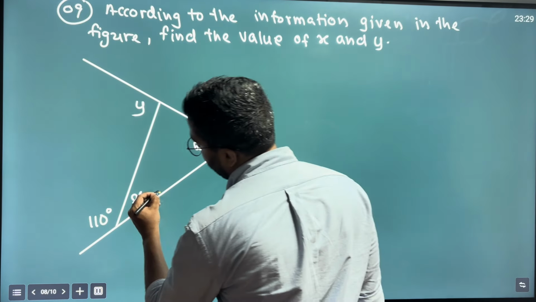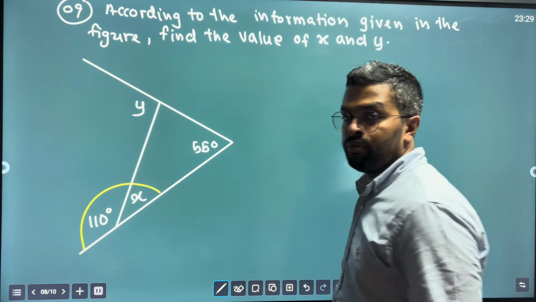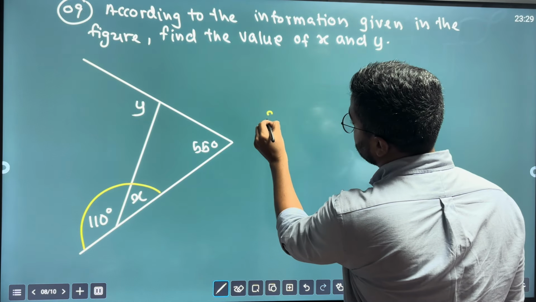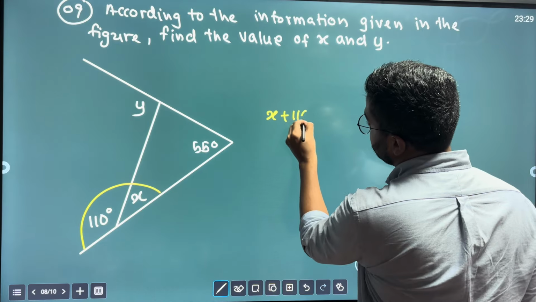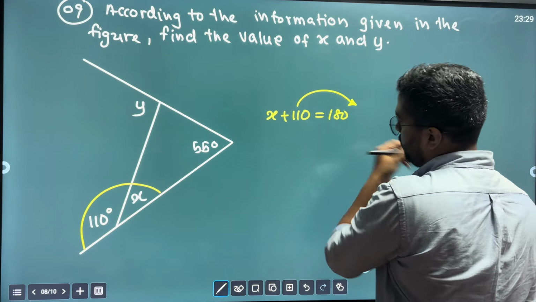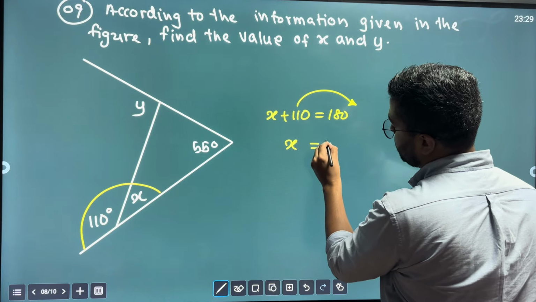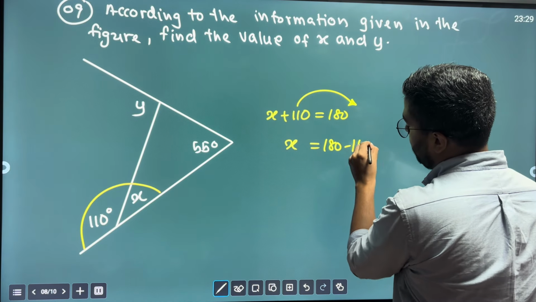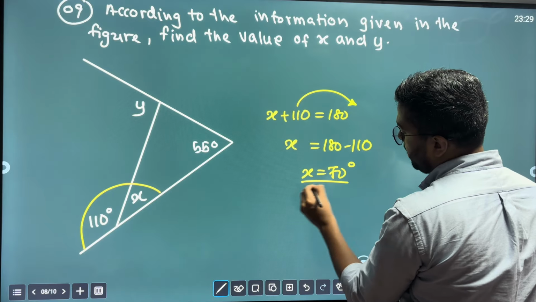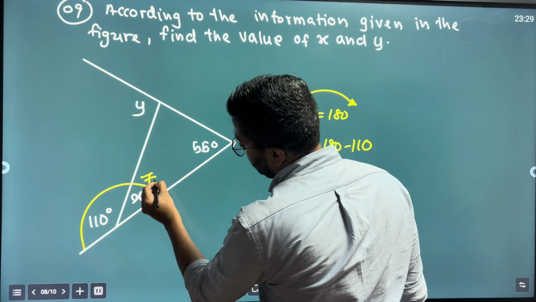Pute, the sum of these two angles, we got the same kind of question earlier as well. So x plus 110 is equal to 180. Once you bring this 110 to the other side, x is equal to 180 minus 110. X is equal to 70 degrees.